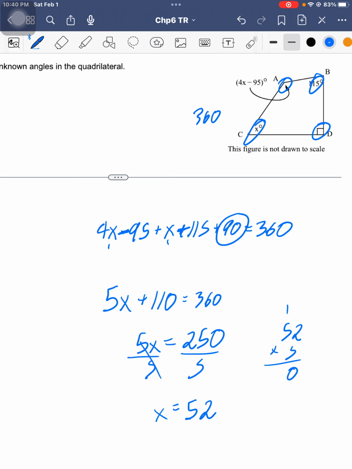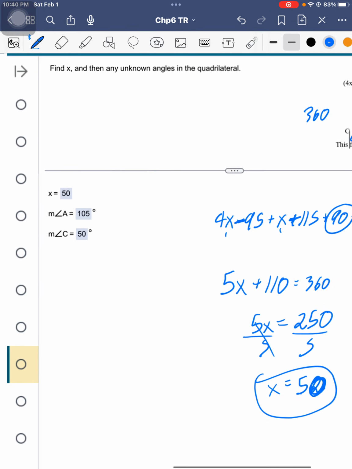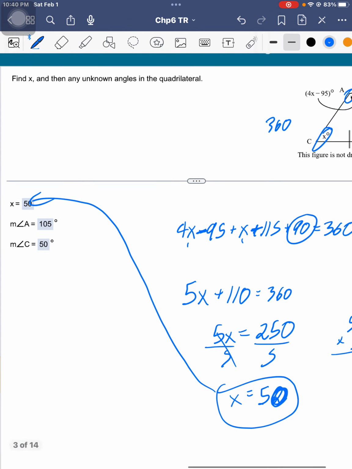Nah, gosh darn it. All right, I'm just gonna use the calculator, guys. So let's see here. 115. Oh, 50. I'm tripping. All right, 50. All right, so we got 50 for x right here.